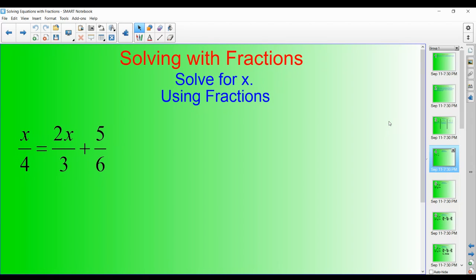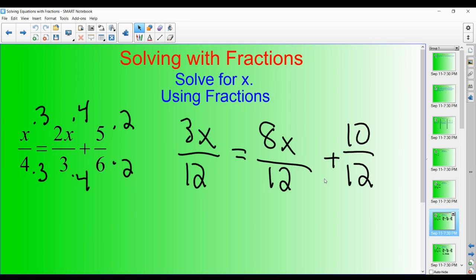Now, the first one we're going to start with is, what happens if we use fractions the whole time? So if we want to add fractions, we need to make common denominators. The common denominator of 3, 4, and 6 is 12. So I need to multiply the first fraction by 3 over 3, the second one by 4 over 4, and the last fraction by 2 over 2 to get them all to have common denominators. So 6 multiplications here, and I still have fractions.